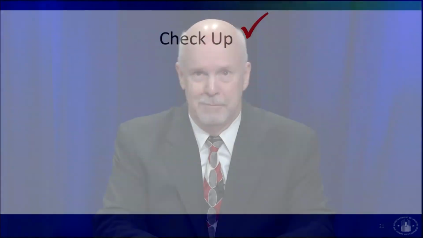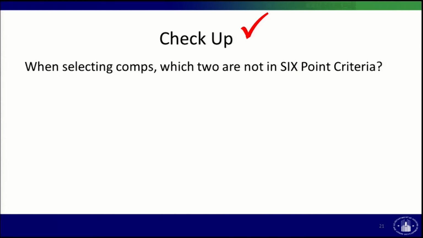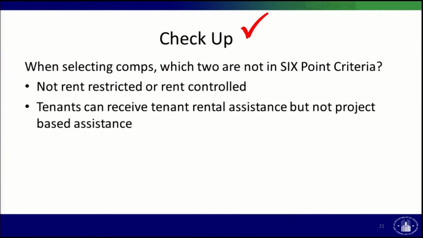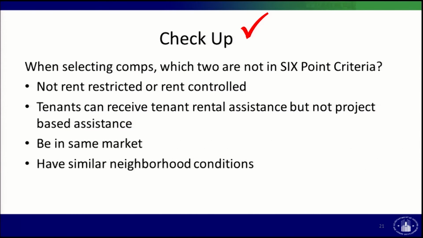It's time for another checkup. When selecting comps, which 2 are not in the 6-point criteria? Not rent restricted or rent controlled. Tenants can receive tenant rental assistance, but not project-based rental assistance. They can be in the same market. They can have similar neighborhood conditions. They can have dissimilar services. I'll give you a few seconds to consider your responses.